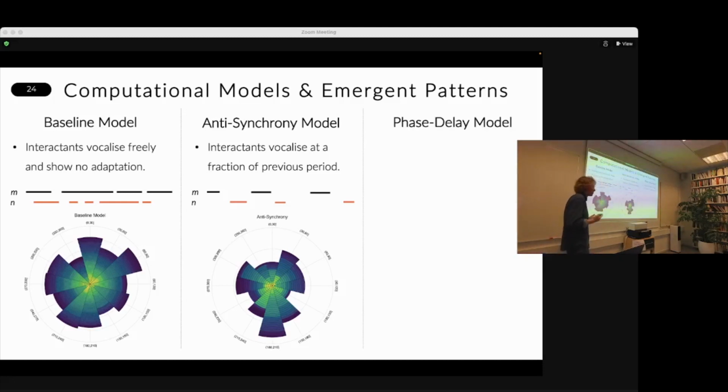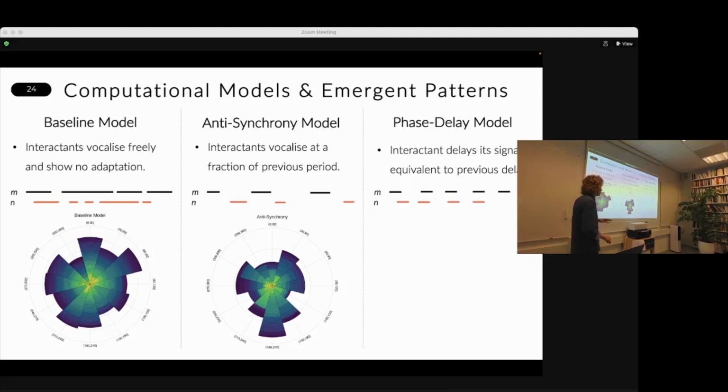Okay, and then we have the phase delay model, which is the last model we'll have a look at or briefly sketch out, because we can't really go into details. But here, each interactant is sort of adapting to each other and pushing the latency of their vocalization back and forth until they eventually reach a sort of synchronous outcome. So this is what we see for frogs and anuran species and bush crickets as well.